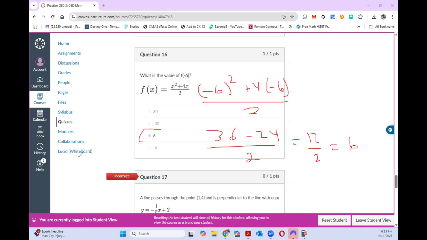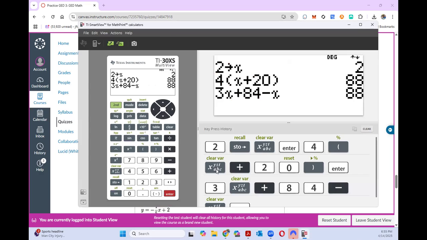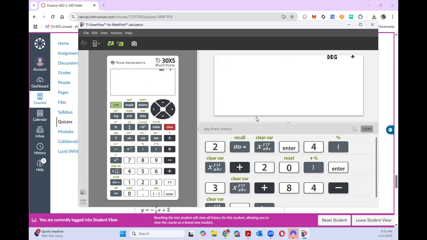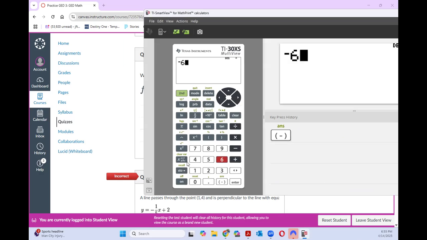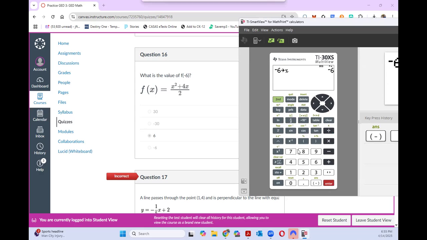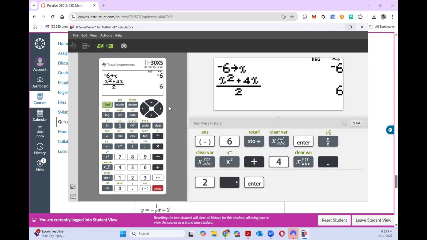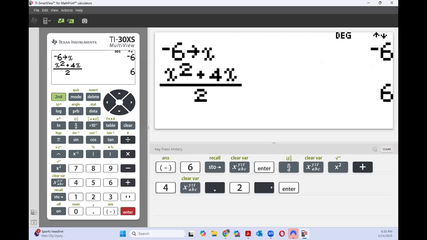Perfect. If you use the calculator, it's even easier. Again, I put negative 6, store x. Then we're going to type it in exactly the way you see it: x squared plus 4x all over 2. Bam. You're going to have one or two of those. And this is my point that I was trying to tell you.